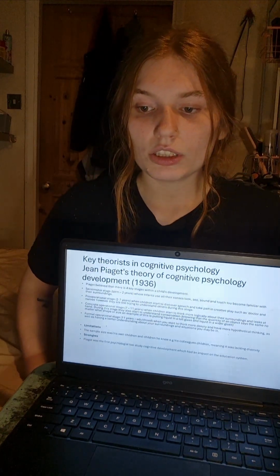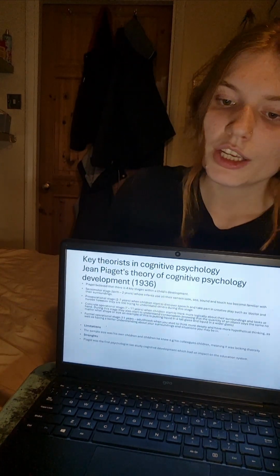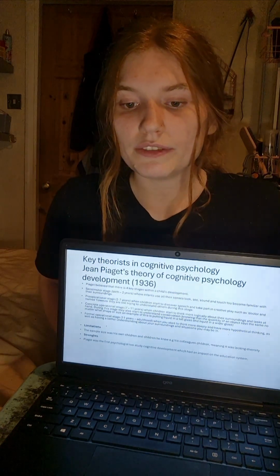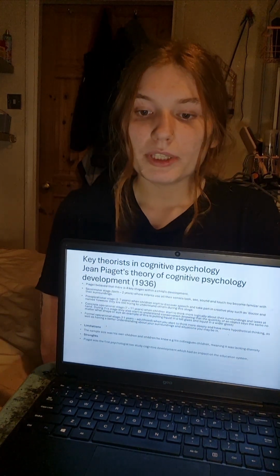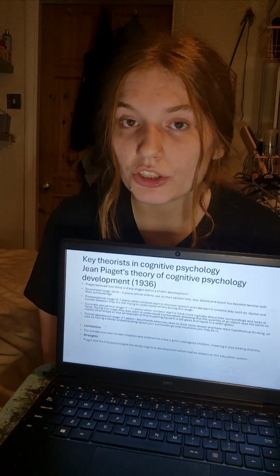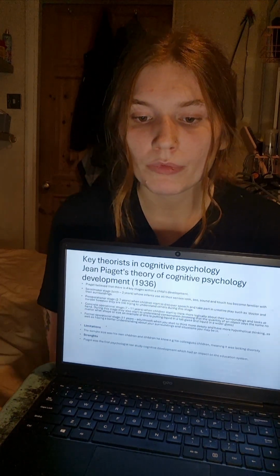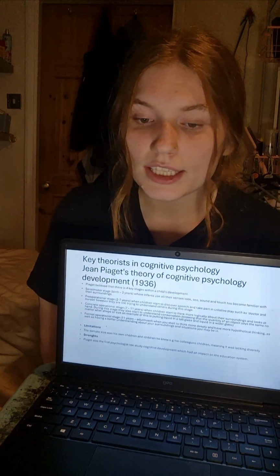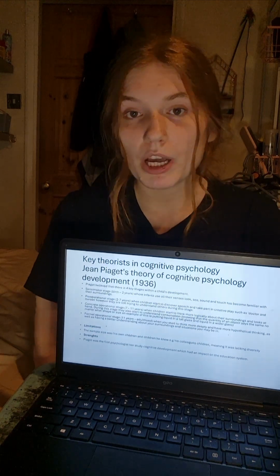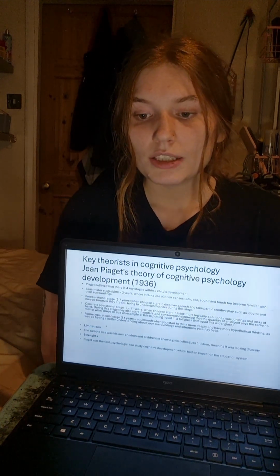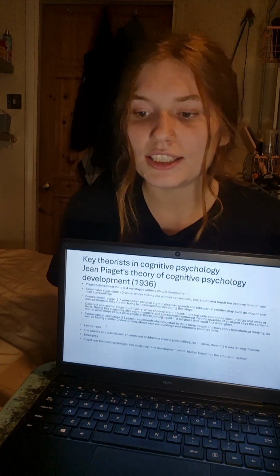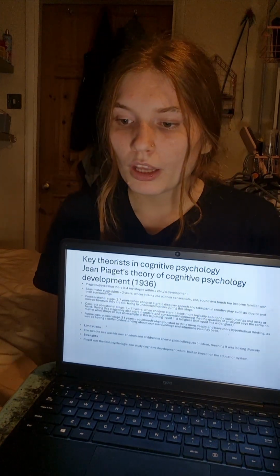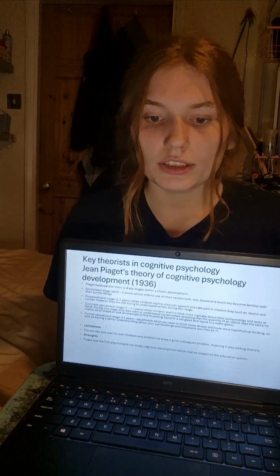Key theorists in cognitive psychology. Jean Piaget's theory of cognitive development, 1936. Piaget believed that there are 4 stages within a child's development. The first one is the sensorimotor stage, which happens between birth to 2 years. This is where infants use their senses, such as look, sound, touch, to become familiar with their surroundings.